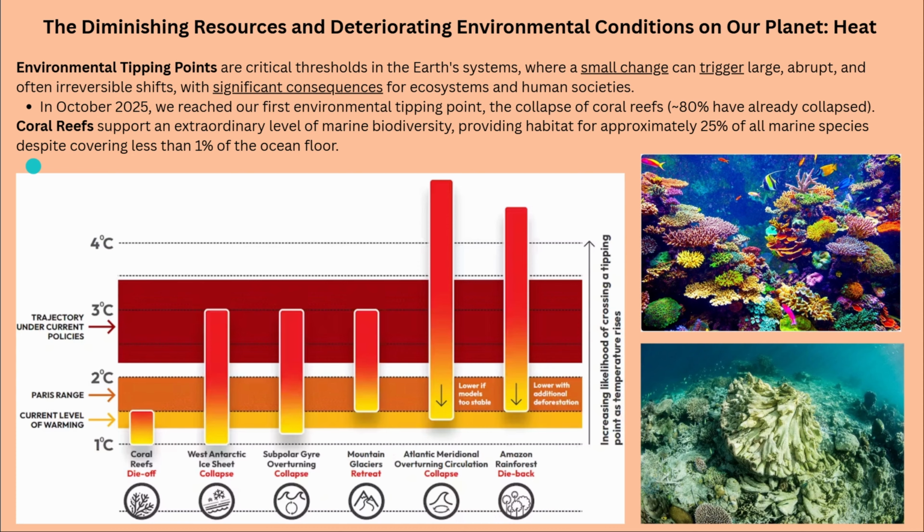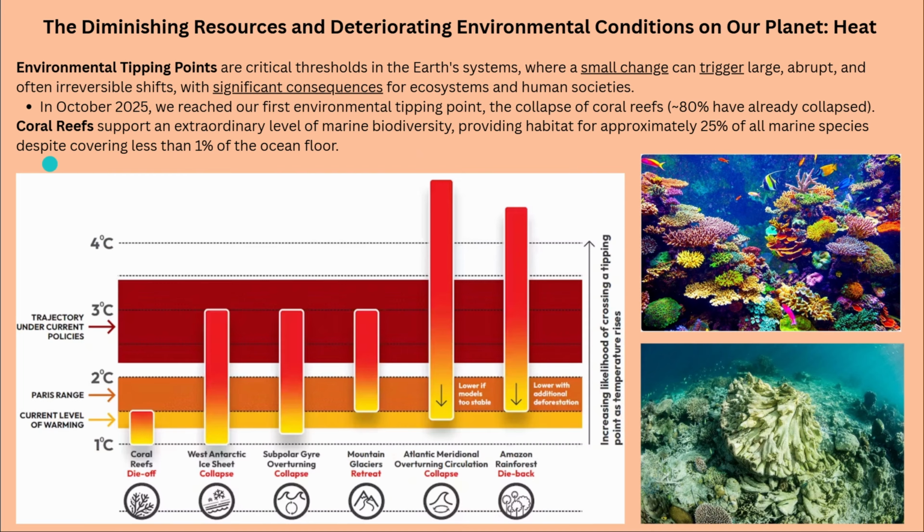In climate science, there is what is known as environmental tipping points. These are critical thresholds in Earth systems where small changes can trigger large, abrupt, and often irreversible shifts with significant consequences for the ecosystem and human societies.